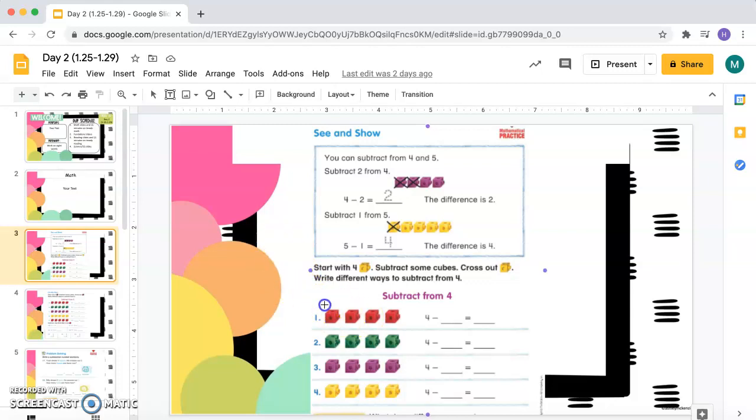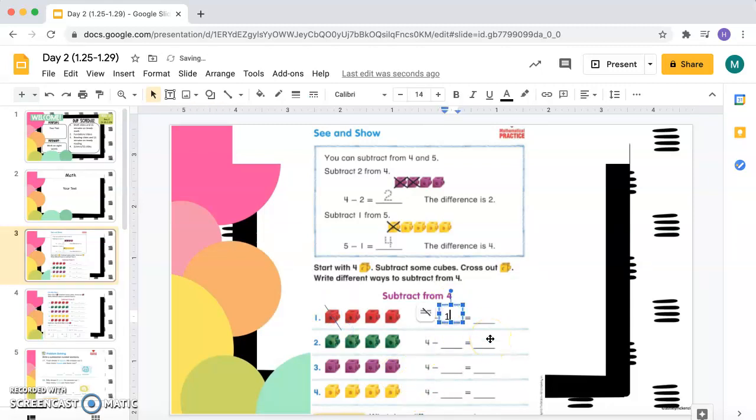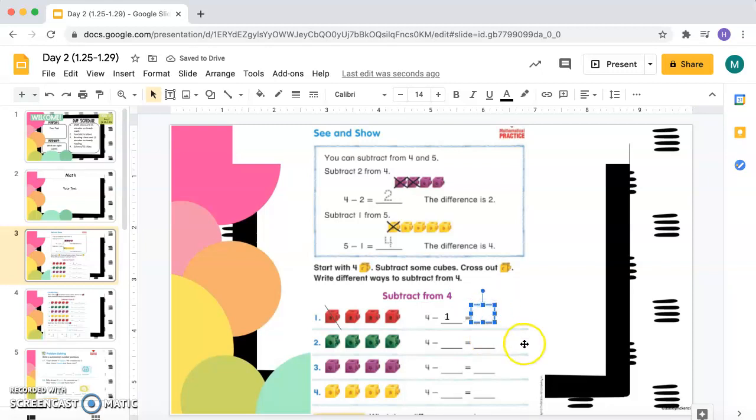So I'm going to cross out actually just one of these cubes, okay? When I cross it out, I'm going to come over here and I'm going to write 1, since I subtract 1 cube from there. And then I'm going to come over here and I'm going to count how many cubes are left. 1, 2, 3, and write 3.